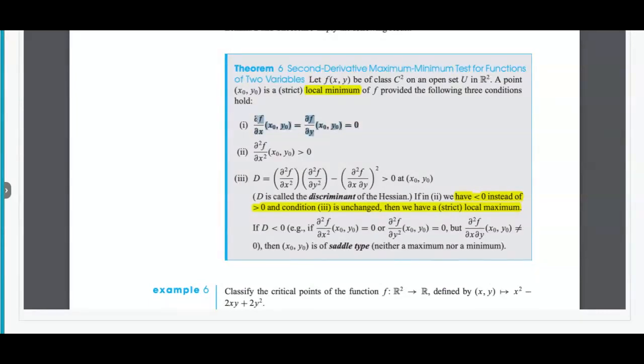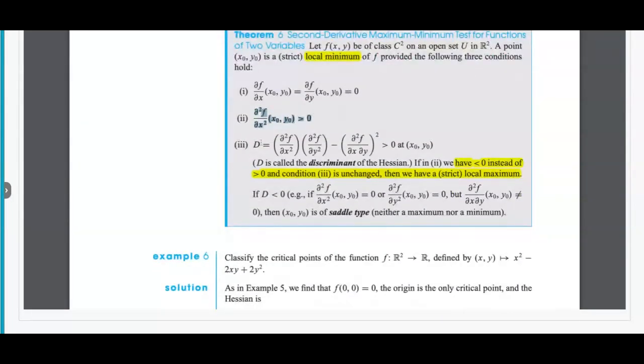So we set gradient f to be 0 to find the critical point. So (x naught, y naught) is a critical point. Second, the second partial in x direction evaluated at this critical point is positive. The second derivative in x direction evaluated at a critical point is positive.